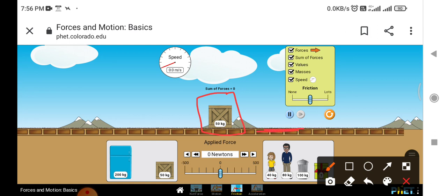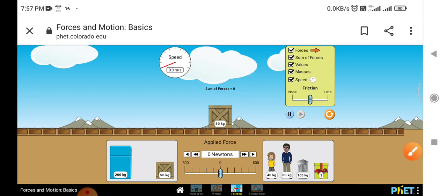In Newton's first law, I said that if there is no friction and no air resistance, the moving object will continue in motion. But if there is friction and air resistance, the moving object will definitely stop after some time. So it was clearly shown here.